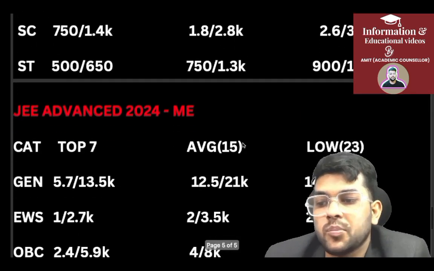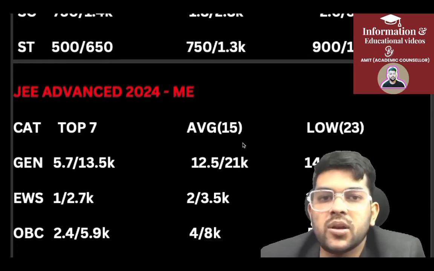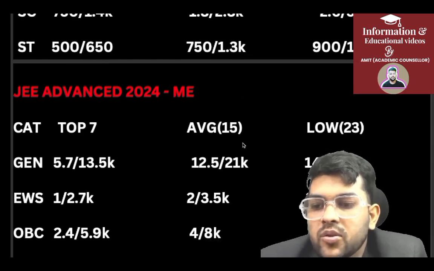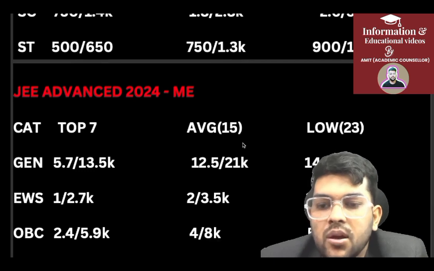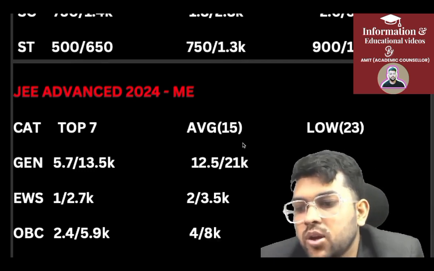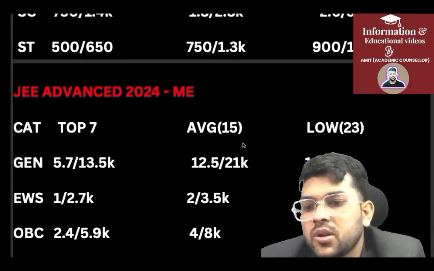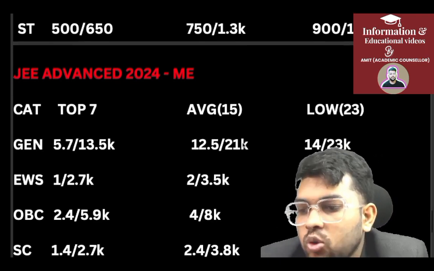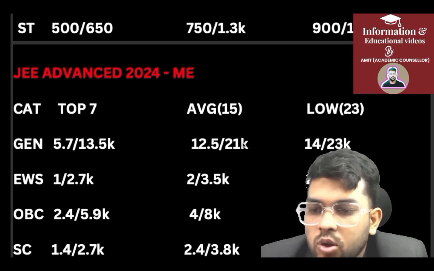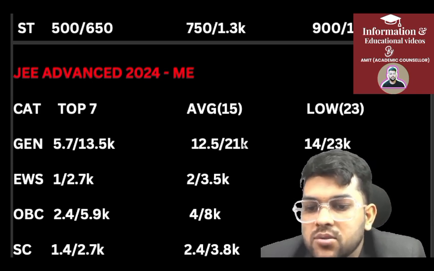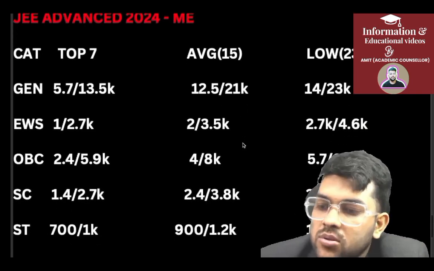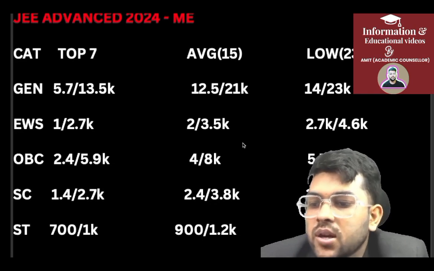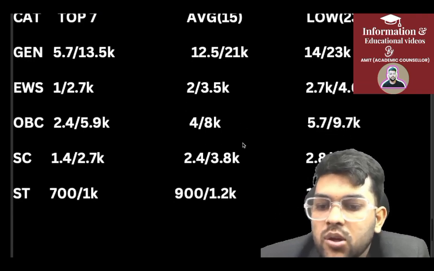Now for the mechanical branch, 5.7 and 13.5,000 for top 7 IIT for general, average 12.5 and 21,000 for top 15, and for lower, 14 and 23. EWS 1 and 2.7,000 for top 7, average 2 and 3.5, lower 2.7 and 4.6,000. For OBC, 2.4 and 5.9,000 for top 7, average 4 and 8,000, lower 5.7 and 9.7,000. For SC 1.4 and 2.7,000, ST 700 and 1,000, that is for top 7. For average and lower, you can check sidewise.